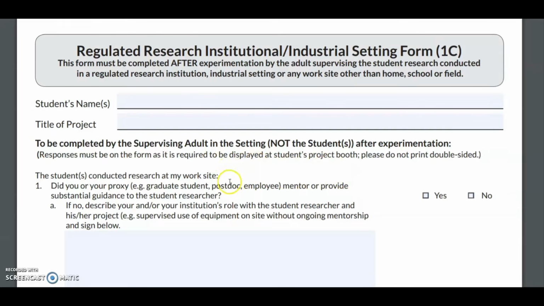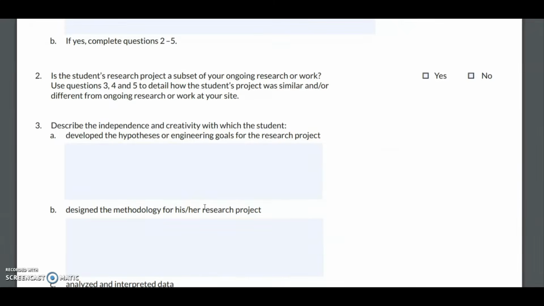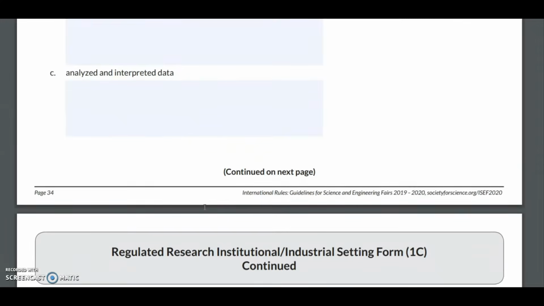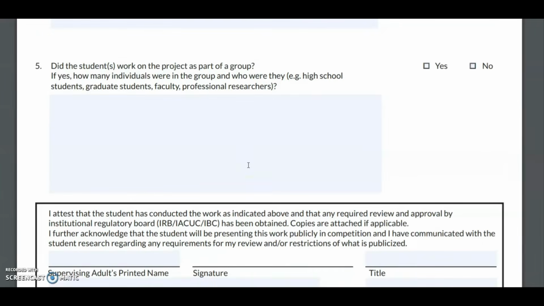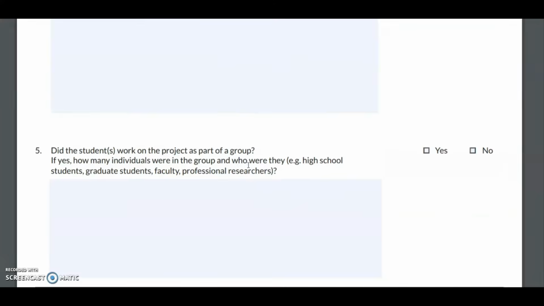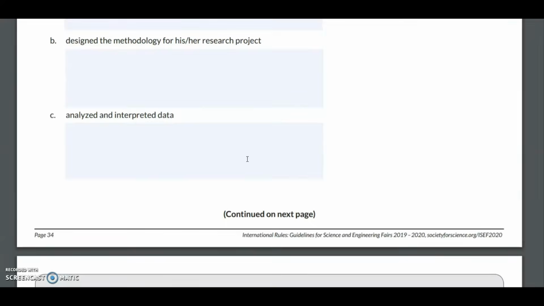There are 5 statements or questions here that should be completed. Form 1C also consists of 2 pages. As you can see, there's a continuation page. Again, there are 5 statements here that you should complete. Okay, you should answer that.